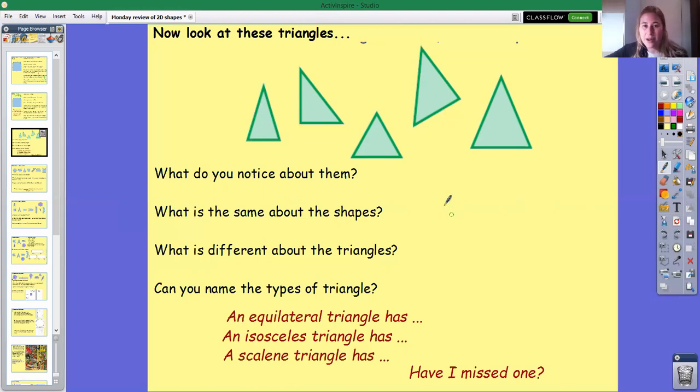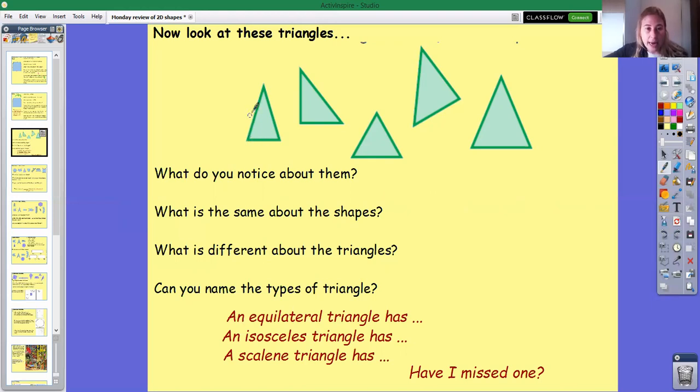Okay, so looking at the triangles, what do we notice about them? Well, they're all green, but we want to notice things that are mathematical about them, really. It's good to notice colours sometimes, but we want to think about the properties of them. What is the same about these shapes and what is different? So let me start by looking at what is the same.